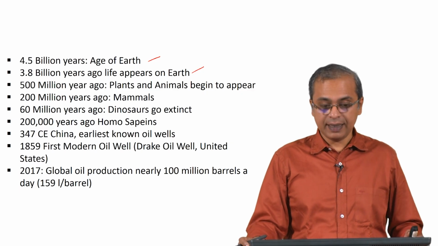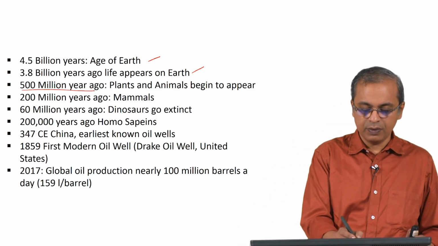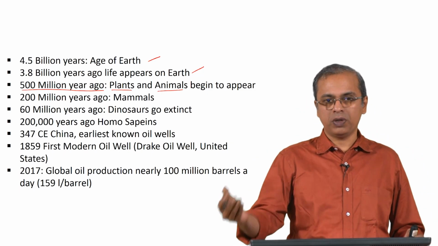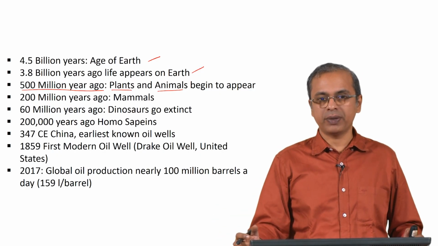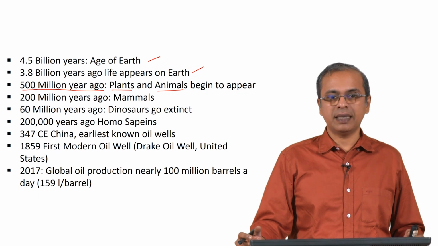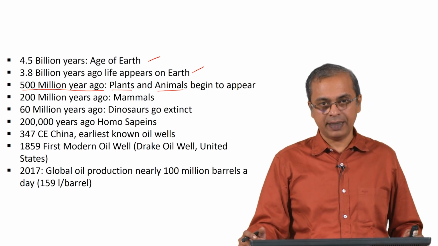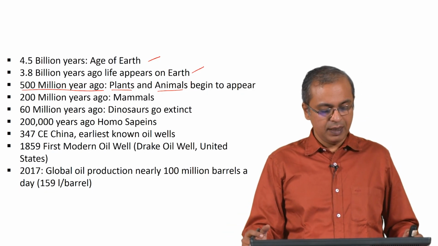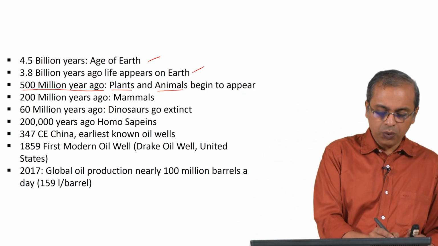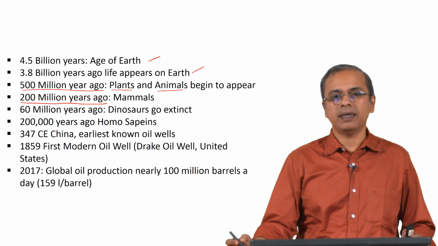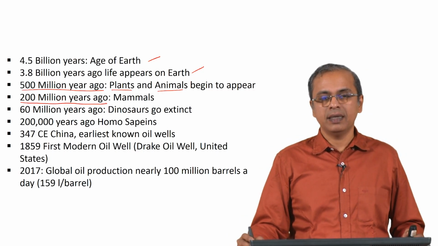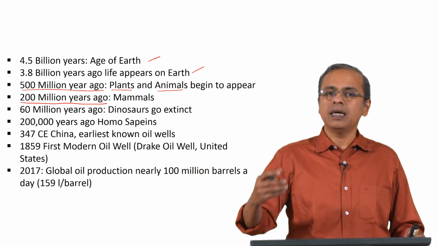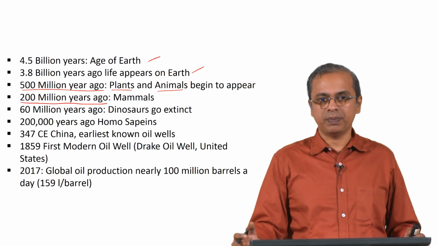If you come much more recent than that, we come to 500 million years ago, and that is when plants and animals begin to appear. Based on whatever records are available, based on how scientists have been able to extrapolate, it is about 500 million years ago that plants and animals began to appear on the planet, and that is again a significantly long period of time. If you come closer than that, 200 million years ago is when mammals began to appear on the planet. Of course, we are mammals, and ancestral mammals appeared about 200 million years ago, around the same time that the dinosaurs were also present on the planet.